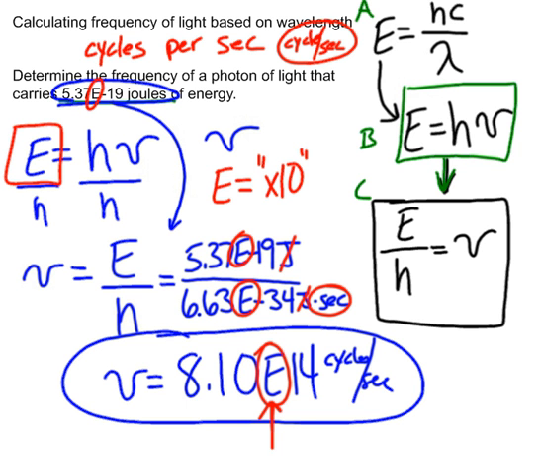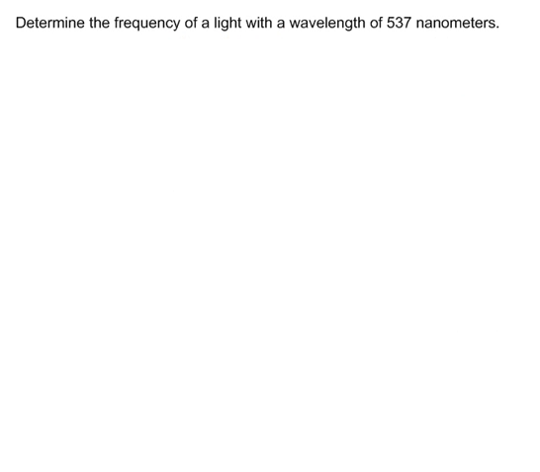But this E, these two E's, this E right there, that's a part of a number, and it means times 10. All right? So, let's go ahead and do another problem. In this case, we are going to determine the frequency of a light with a wavelength of 537 nanometers.